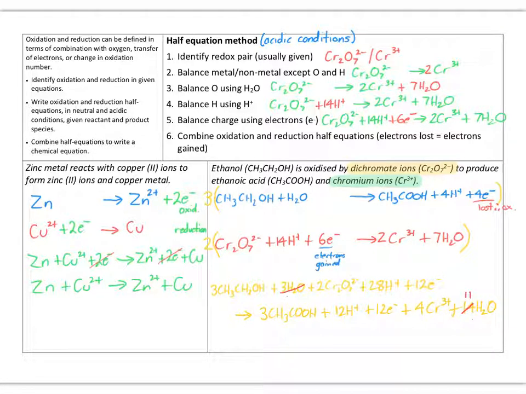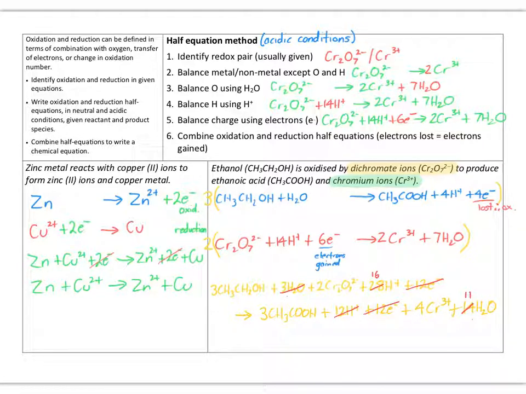So basically we're taking away 3 waters from each side. We have got 28H plus here and 12 here, so we can get rid of that 12 and take 12 from 28, which means it's 16H plus. We've got 12 electrons on this side and 12 electrons on this side, and we know they should cancel out because the number of electrons lost must equal the electrons gained. And I think that's as far as I can simplify it.